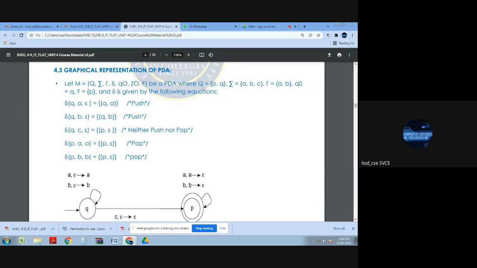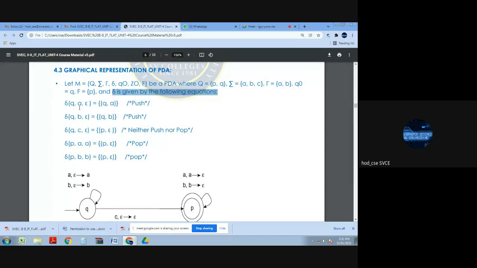And then gamma. Gamma represents the stack symbols, that is A, B. And Q naught is the initial state. Here Q naught will be considered as Q, and the final state will be P. Initial state will be Q and final state will be P. Now the transition function delta is given in the following equations.